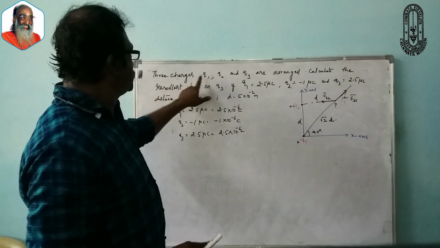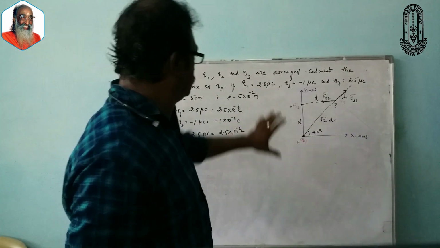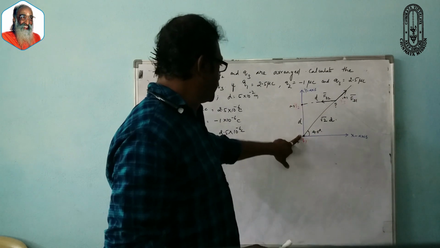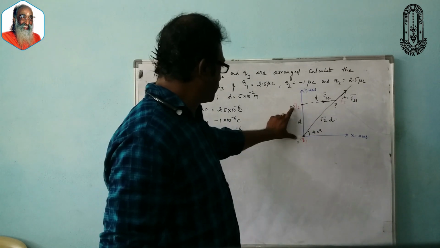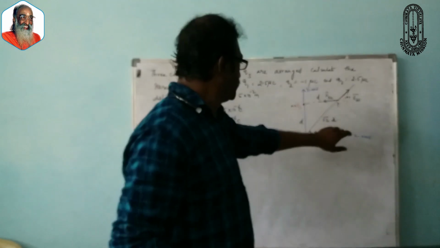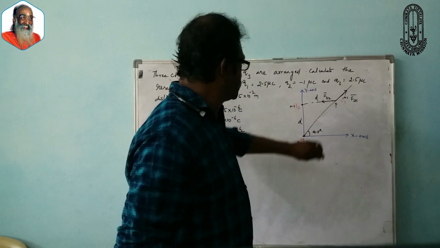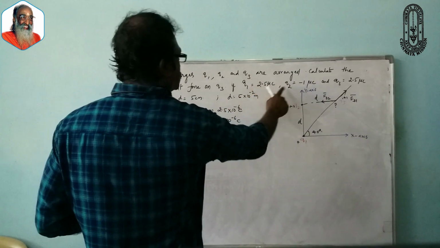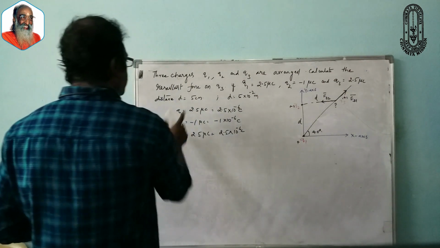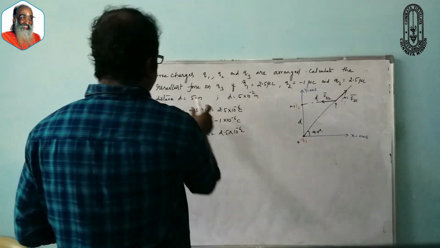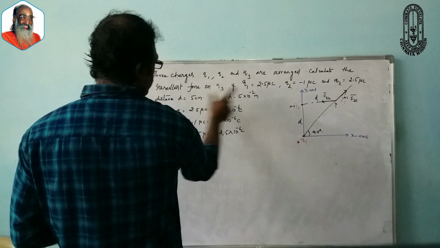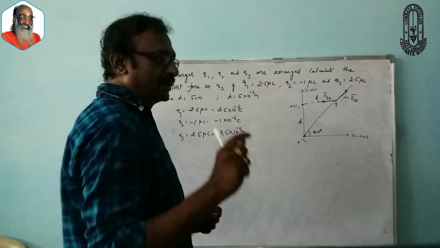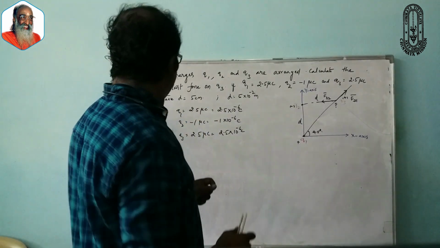Look here, three charges Q1, Q2, Q3 are arranged as shown in the diagram. So this is the x-axis and y-axis. Q1 and Q2 are separated by a distance d, and Q2 and Q3 are separated by a distance d. The charges and distances are given, with the distance in centimeters. So we need to do the problem in SI units, because we know the value 1 by 4 pi epsilon naught is 9 into 10 to the power of 9 in SI units.